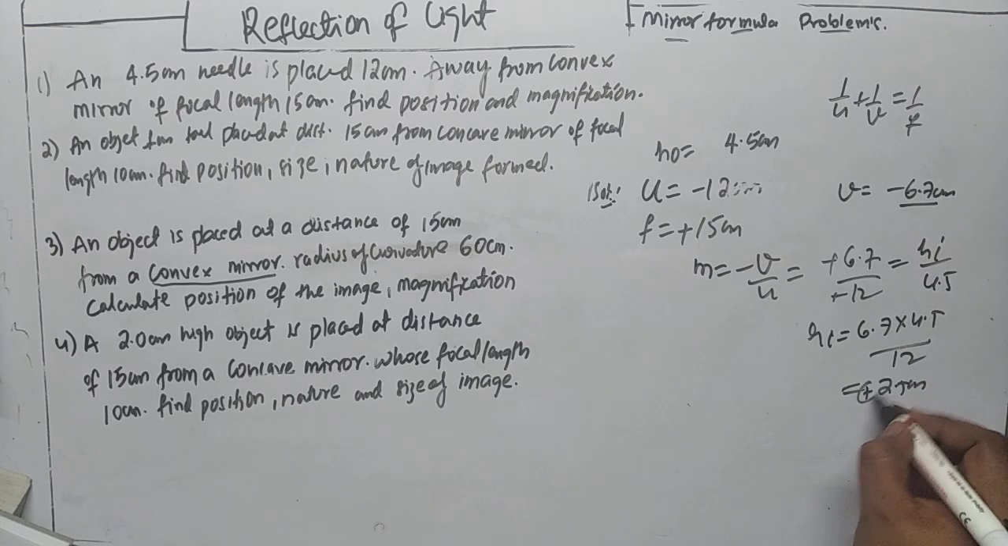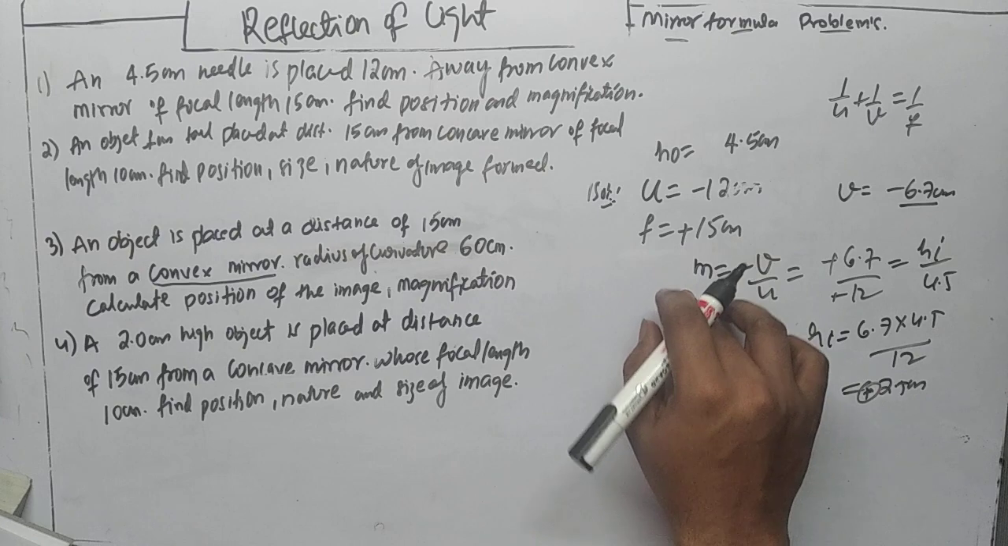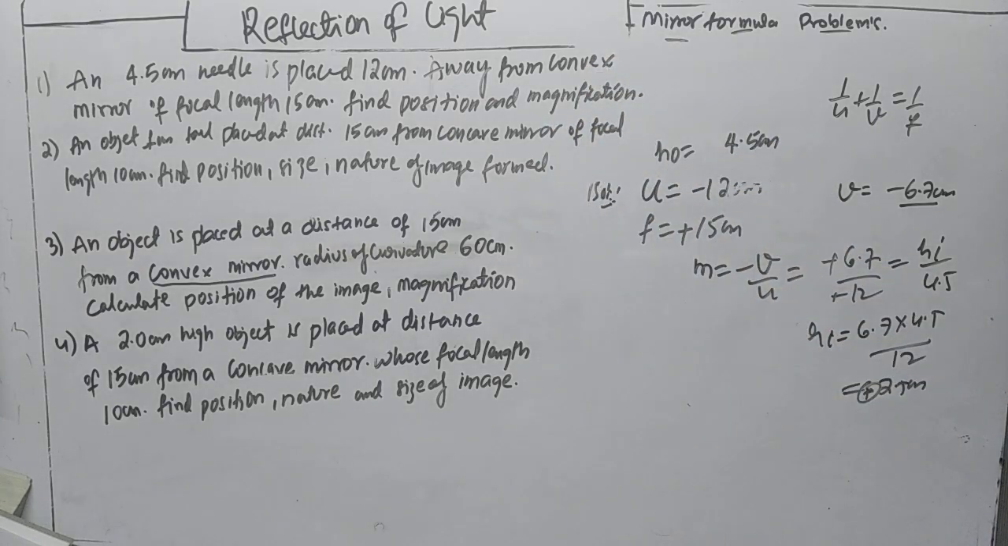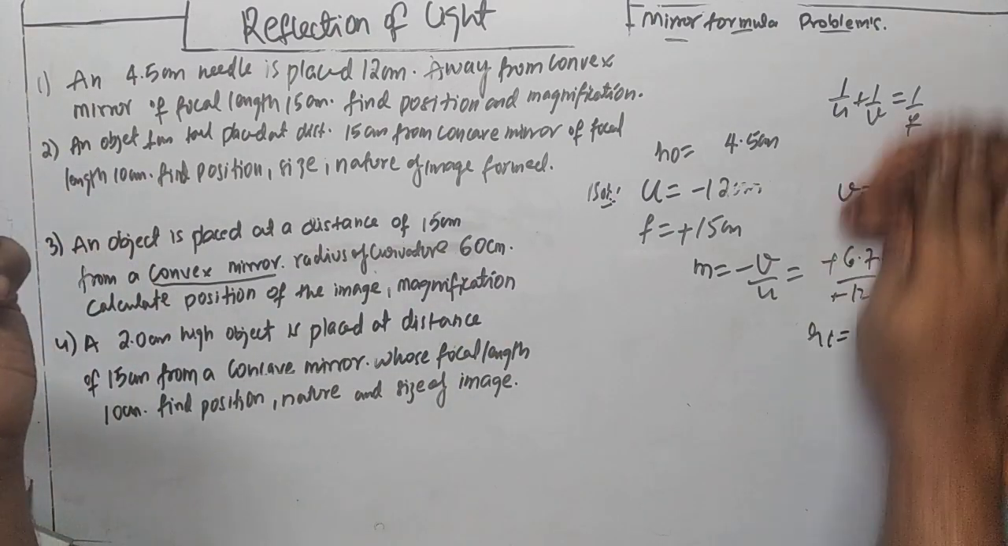Here this plus symbol will indicate it is virtual. Magnification is positive, and it indicates it is an erect virtual image.